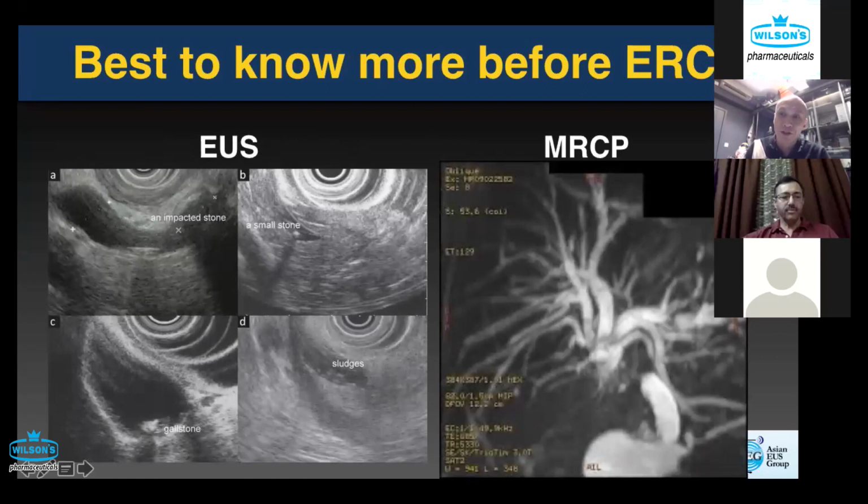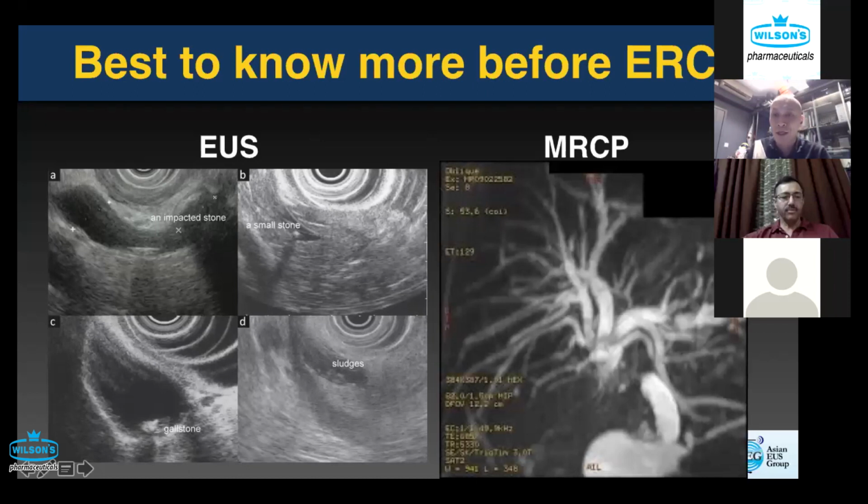As I mentioned, it's best to know more before ERCP. Now that we have many options in performing cholangiogram, if you have access to MRCP, definitely this is the preferred option of imaging the biliary tract.